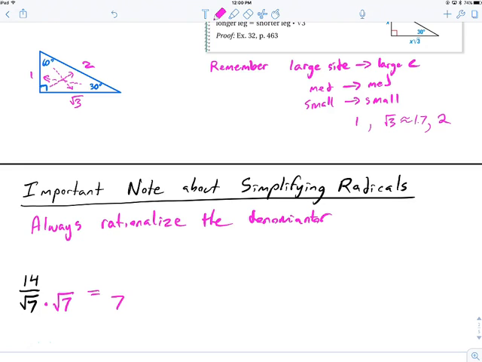But of course, whatever I do at the bottom of the fraction, I've got to do that same multiplication on the top, so really I'm multiplying by 1. And so I get on the top 14 root 7. And now 14 can be divided by 7, so this is 2 root 7, which is the simplified version of this first fraction. Same value if you plug it into a calculator, but that's the simplified version.